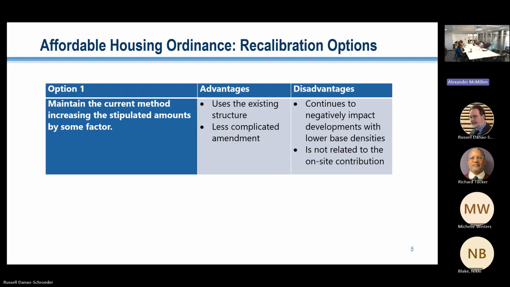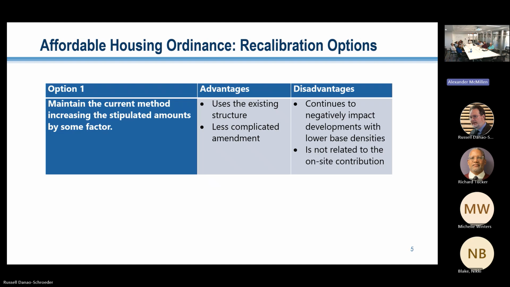So some options for recalibrating the ordinance's cash contribution provision. The first option is simply using the framework as it is right now, using the method that's in place in our ordinance, and adjusting that amount so that it's more in line with the actual value of that foregone revenue from the unit.